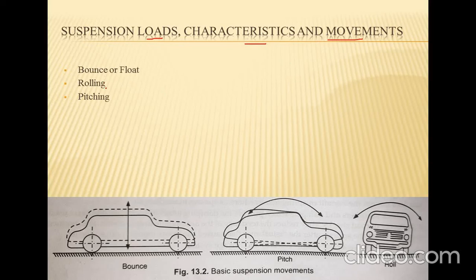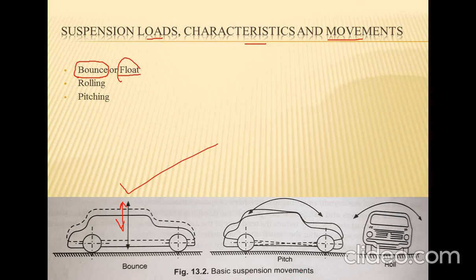So here we will discuss first is the bounce, or that is also called the float. So the bounce is represented in this diagram. You just observe the dotted lines. Dotted lines means object moves up in such direction while on the road. So bounce or float is the vertical movement of the complete body of the vehicle. The wheel remains in vertical position but moves up and down.